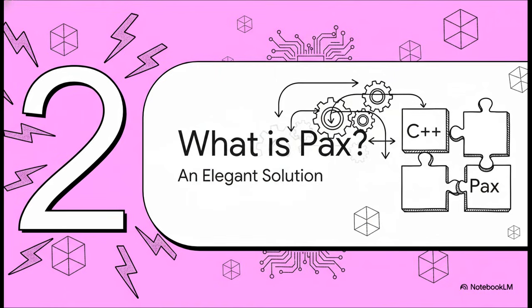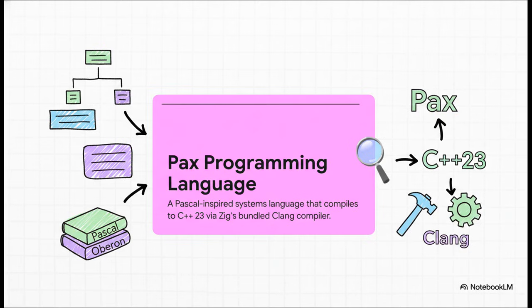And that brings us to the main event. If all that FFI friction is the problem, then Pax is the proposed solution. And it's a really direct and honestly kind of beautiful one. So what is Pax exactly? Well, at its core, it's a systems programming language that's inspired by the really clean, structured, and readable syntax of languages like Pascal and Oberon. But here's the big twist. It doesn't compile directly to machine code. Nope. Instead, it takes your Pax code and transpiles it, or converts it, into modern C++23. It even uses the Clang compiler bundled with Zig to do all the heavy lifting. And this one design decision is the key to everything.